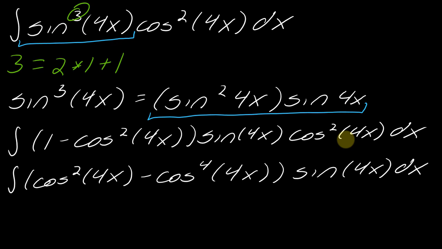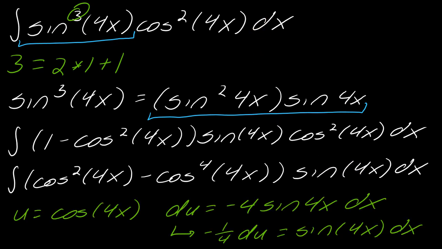Now you have to be strategic in how you multiply this together. I'm going to take this cosine squared and distribute it into this set of parentheses. This becomes 1 times cosine squared, so that's cosine squared 4x, and then cosine squared 4x times cosine squared 4x gives me cosine to the 4th 4x, and then I still have this sine 4x here. Now I can use substitution. I set u equal to cosine 4x, so du is negative 4 sine 4x dx, and I can rearrange that as seen here.